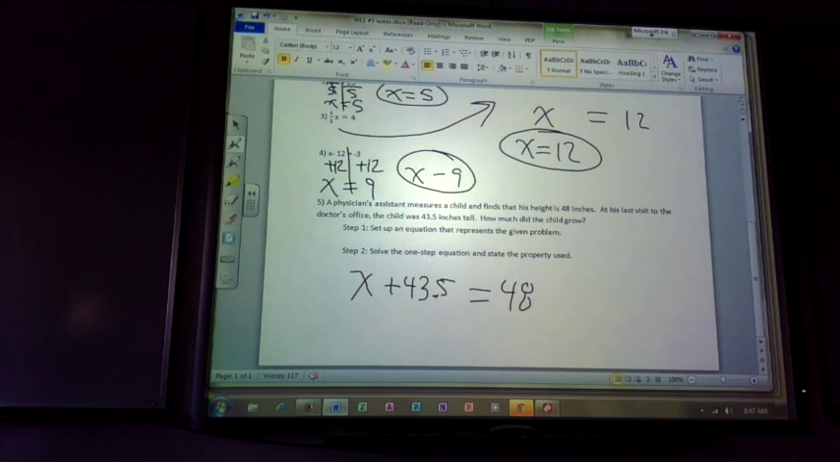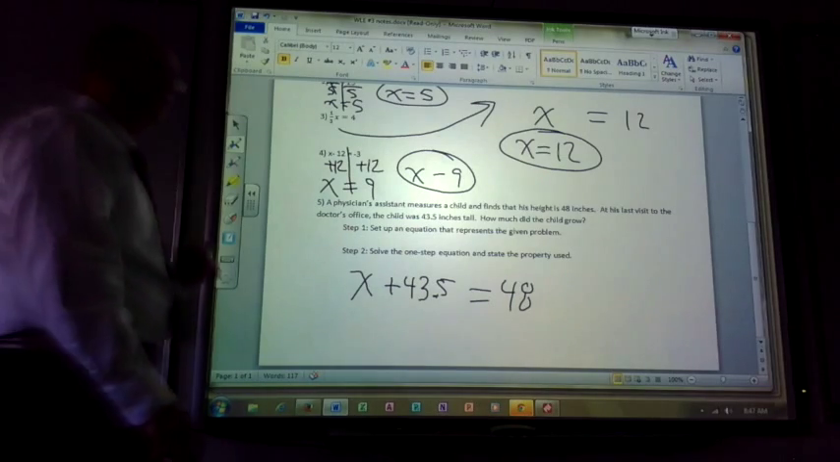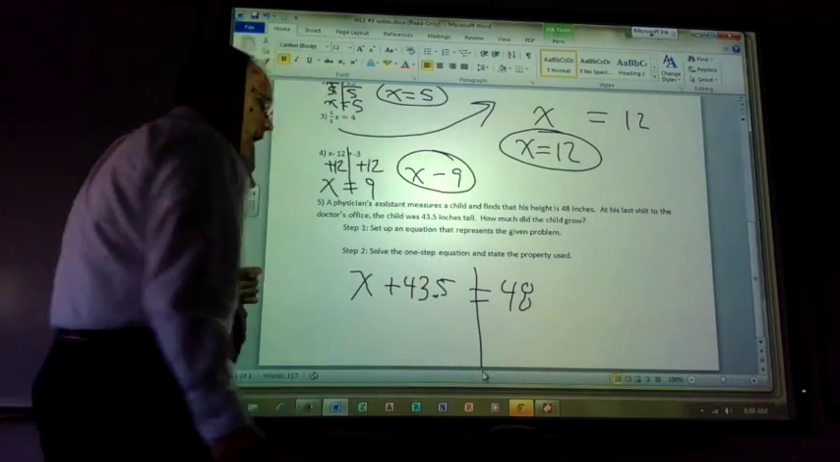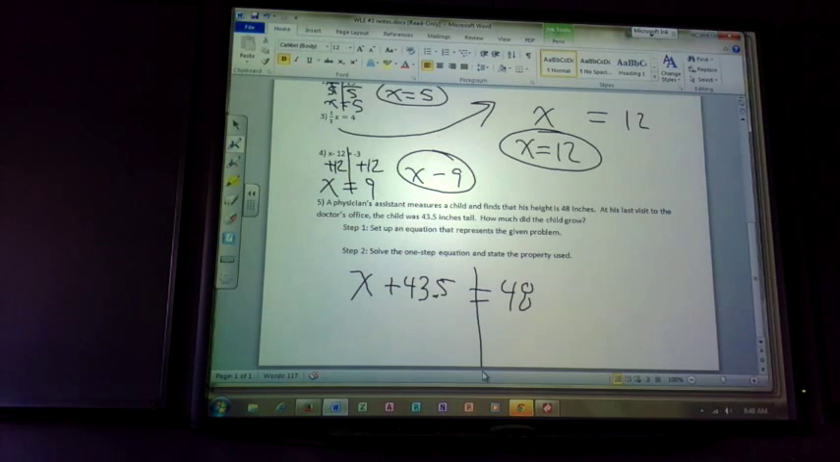So now that I have my equation, what are we going to do? What was the first step to solving these equations? Draw the line. What should I do to both sides to get x all by itself? Subtract 43.5 from both sides.